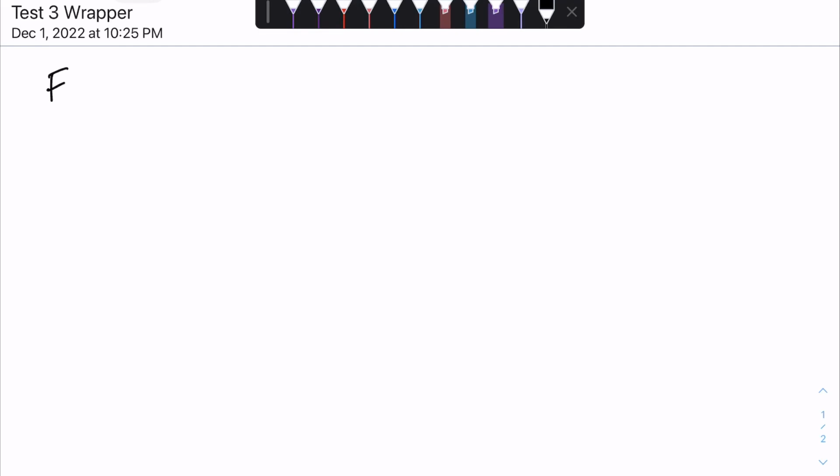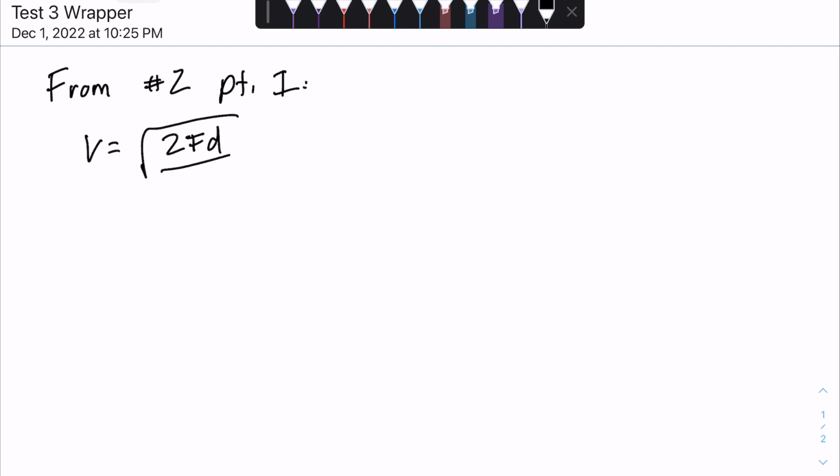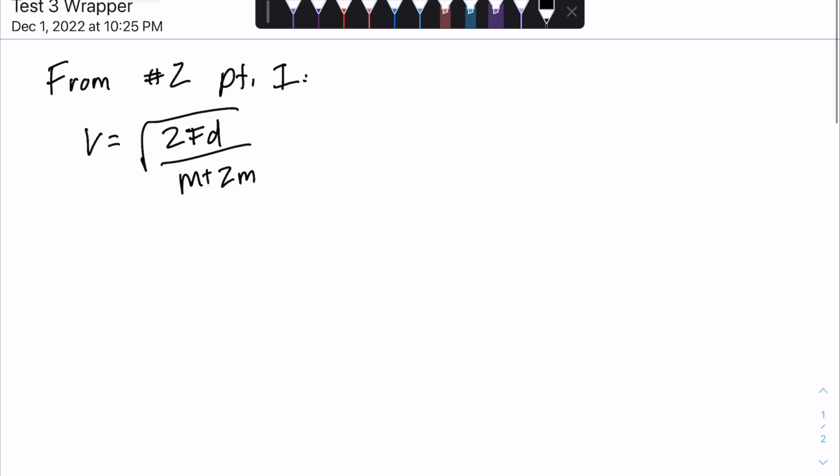For test 3, the problem I had the most struggles with was the second problem, discussing rotations. I got part 1 just fine, so I'm going to write that out just for remembering and using for part 2 of the problem, which is where I got 0 out of 20 points, simply because I didn't understand how to start the problem or how to go about the problem.